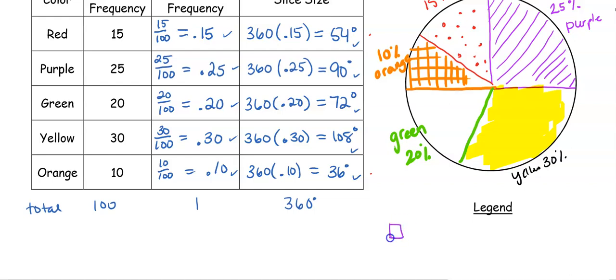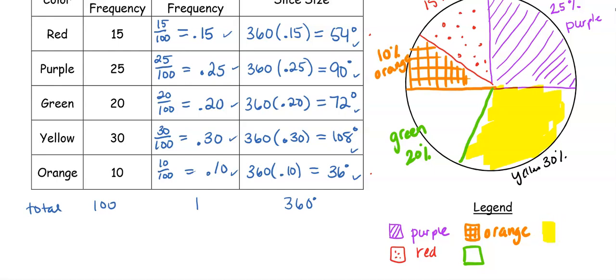So first we have the stripes was purple. Our dots were red. The checkered pattern was orange. Green was just empty. And then we had our yellow highlight.